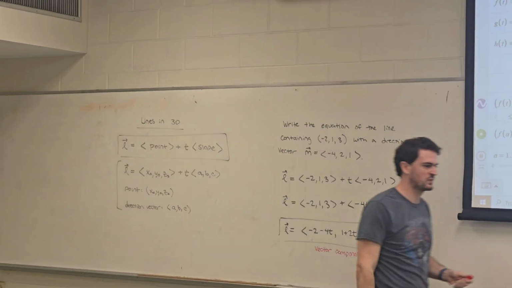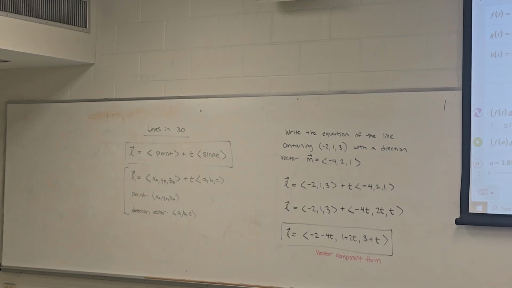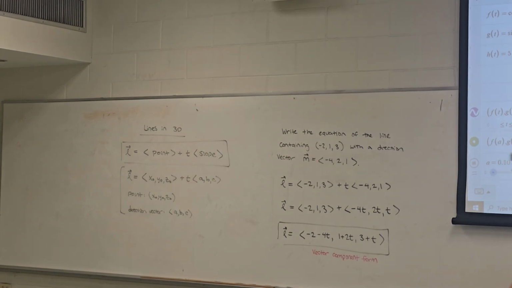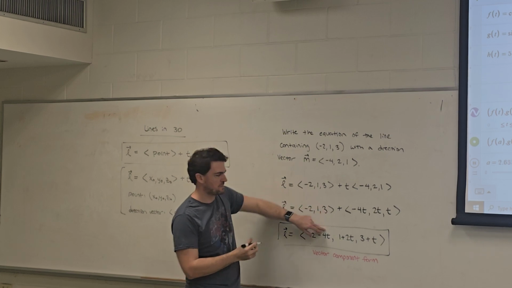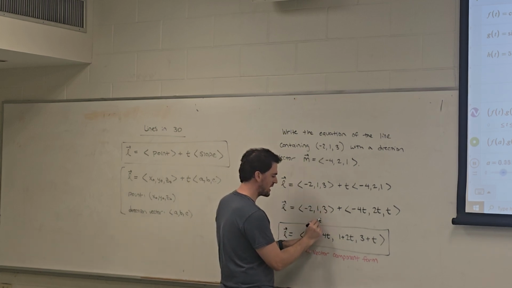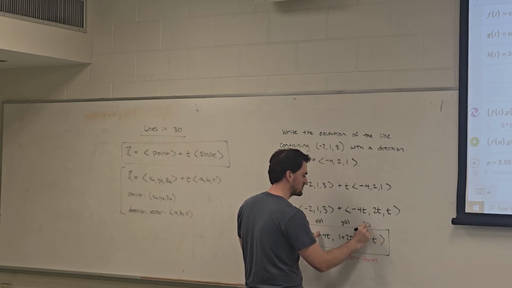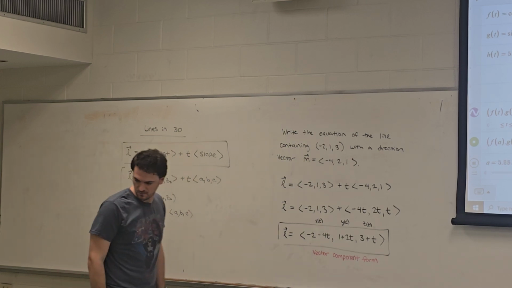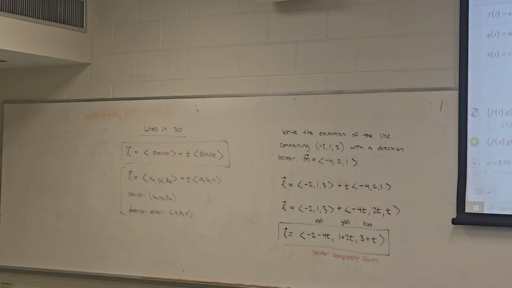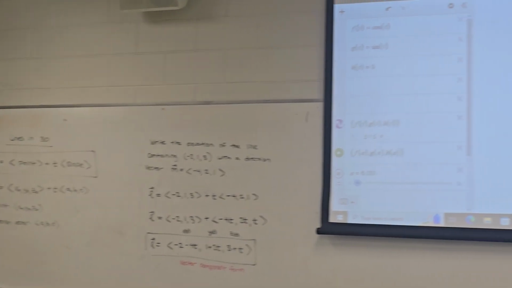So now, given that that is a vector component form, notice the x, the y, and the z are all functions of t. In other words, this is some x that depends on t. This is some y that depends on t. That is some z that depends on t. Well then, we can write this as a parametric equation.